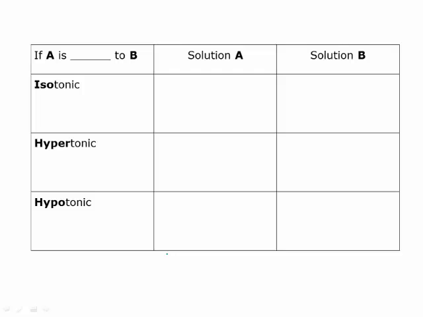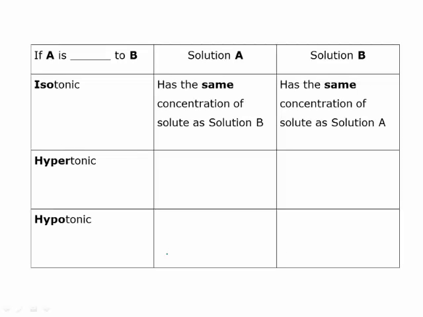So, let's throw some examples out there. If solution A is isotonic to solution B, what will that mean about solution A? Any guesses? Try to write it down. I'm going to give you a second. Hopefully you got in there that means that A has the same concentration of solute as B, and that B has the same concentration of solute as A. Remember, isotonic means we're dealing with equal solute concentrations.